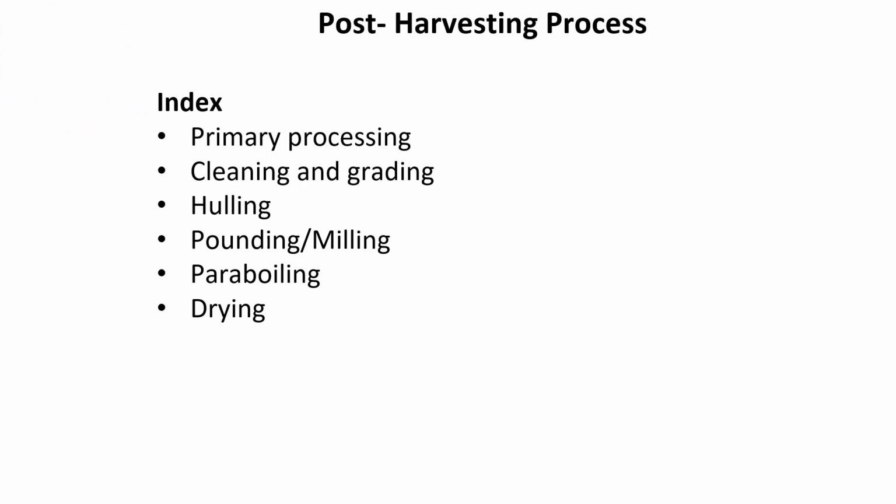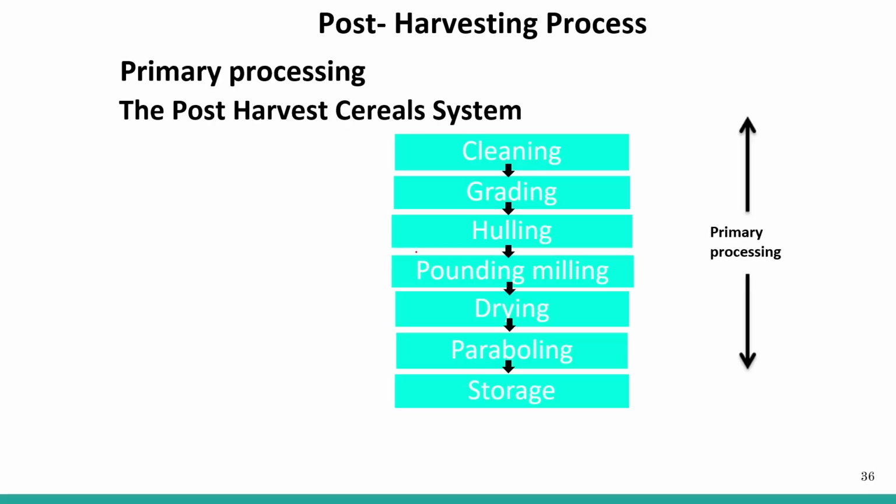So in this session we are going to study about primary processing. Primary processing of seeds, cleaning and grading, hulling, pounding, milling, parboiling and drying. These are the different topics that we are going to cover in this particular session. So let us start this session with primary processing.